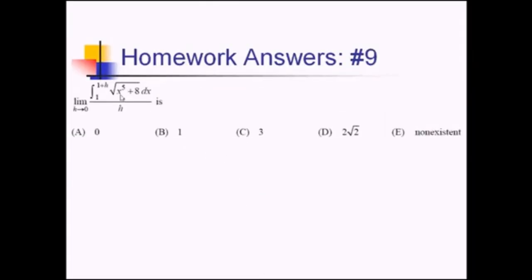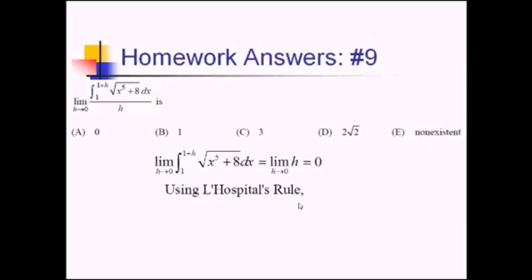On this problem, I'm trying to find the limit as h approaches 0 of this crazy-looking integral function over h. So I'm going to take the limits of these two things separately. If I take the limit of that integral function here as h approaches 0, I've got 1 plus 0. So essentially, I'm going from 1 to 1. An empty integral is just going to have a value of 0. Now, that's the same thing I would get as if I took the limit as h approaches 0 of just h, the denominator. Since these things both come out to 0, that means that I can use L'Hopital's rule.